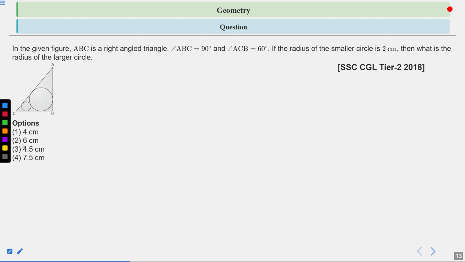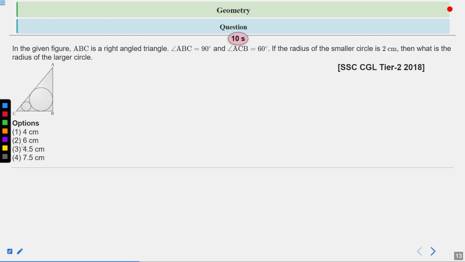Next question is, in the given figure, ABC is a right angle triangle and angle ABC is a right angle, 90 degree, and ACB is 60 degree. If the radius of the smaller circle is 2 centimeter, then what is the radius of the larger circle? We can see this in the diagram. This question was asked in SSC CGL Tier 2 exam in 2018. So there are four options. First one is 4 centimeter, second is 6 centimeter, third one is 4.5 centimeter, and fourth one is 7.5 centimeter.